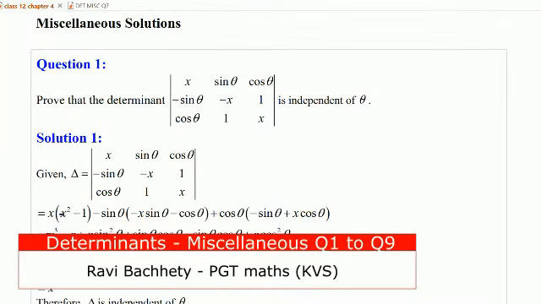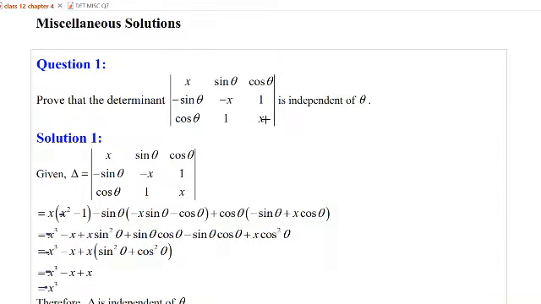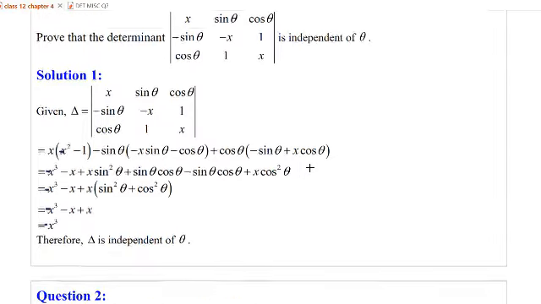So we are doing miscellaneous exercise of the chapter determinants. First question is: prove that this determinant is independent of theta. It means if we expand this determinant, the answer that we'll get will be independent of theta. There will not be any term of theta. So let us expand this.